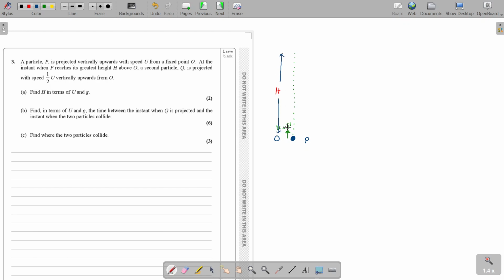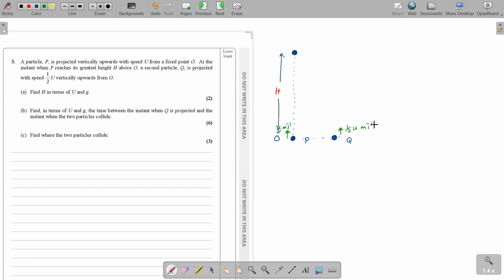Okay, a second particle, so by the time P reaches up at this point, a second particle Q is projected with speed half u vertically upwards from O. By the time P comes up over here, you project another particle. So when P is at that point, we again project another particle called Q from O, and Q is projected with speed half u. Are you with me? I will just draw Q over here, but actually Q is also projected from the same point, upwards with a speed of half u. Are you with me?